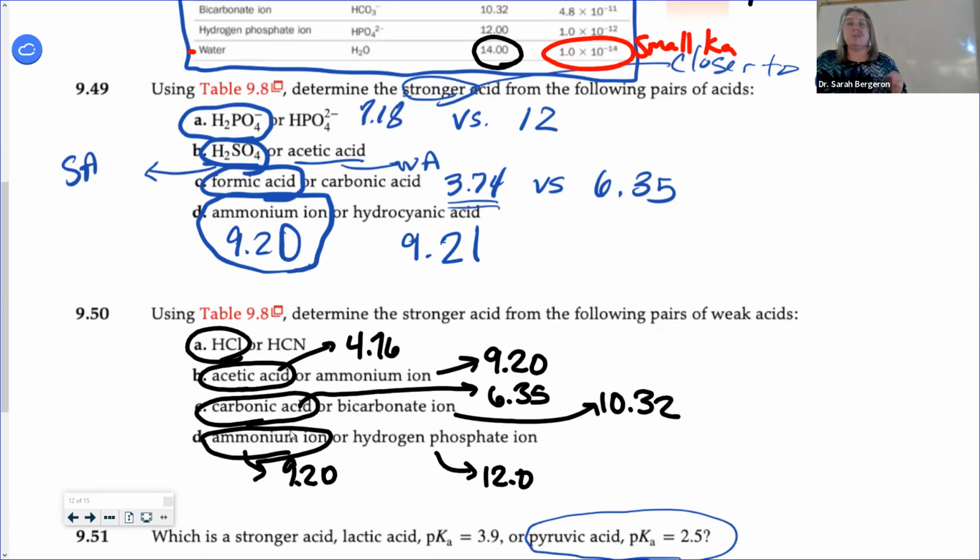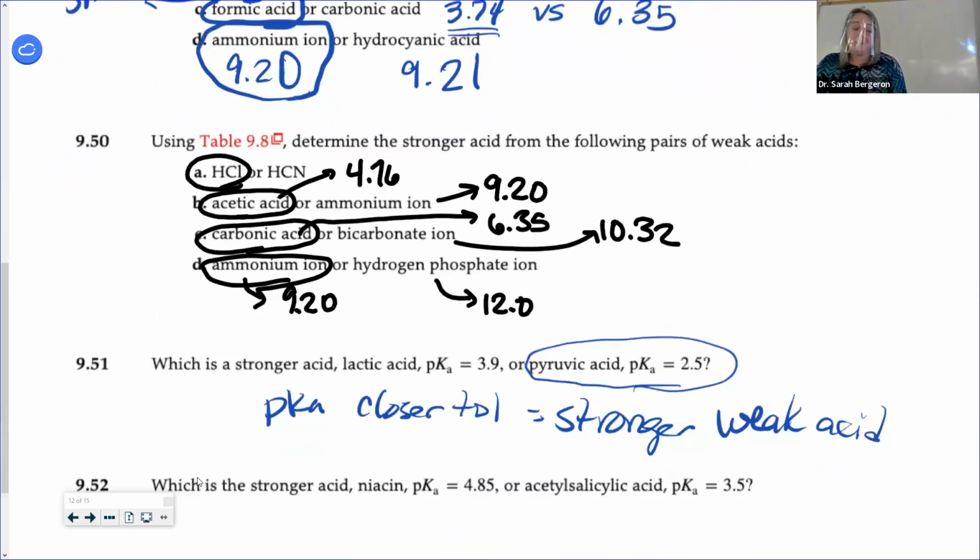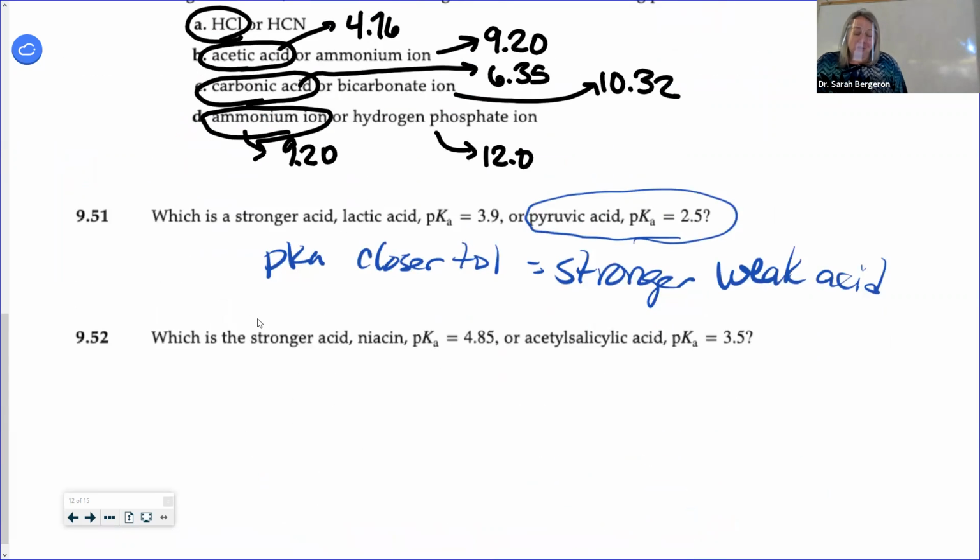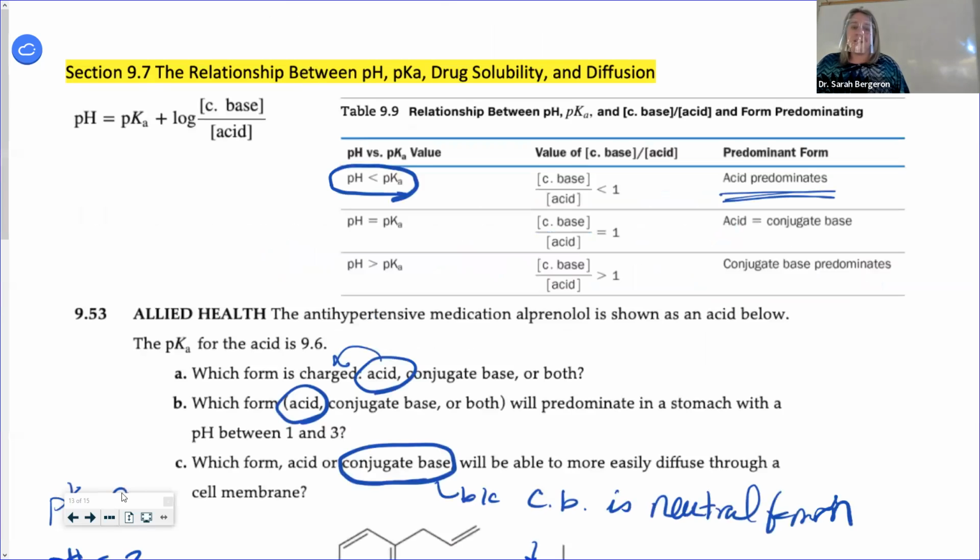So we can use these pKa values to predict what will happen at certain pHs. And this gets super important for drugs and how drugs interact in our bodies. So here are two different drugs, niacin and acetyl salicylic acid. If I look at these, which one is going to be the stronger acid and why? Acetyl salicylic acid is going to be stronger. Why? Its pKa value is closer to 1. Okay, pretty cool. Now let's apply that.